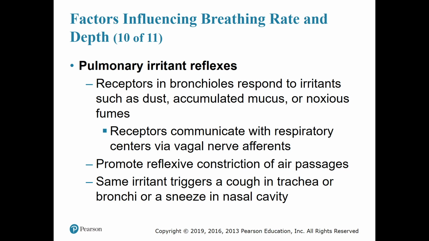Another factor that influences breathing rate and depth are pulmonary irritant reflexes. There are receptors in the bronchioles that respond to irritants such as dust, accumulated mucus, or noxious fumes. The receptors communicate with the respiratory centers via the vagal nerve afferents, and they promote a reflexive constriction of the air passages, and the same irritant triggers a cough in the trachea or bronchi or a sneeze in the nasal cavity, just to get rid of that irritant.